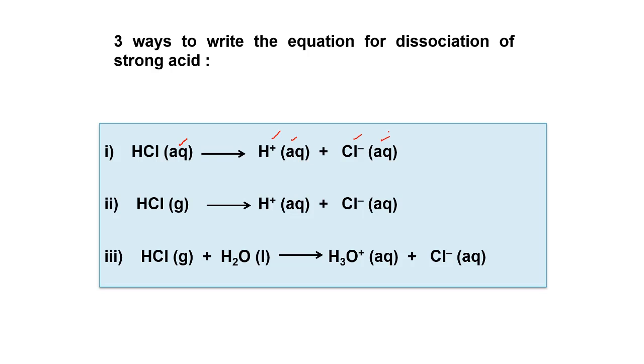Itu satu cara. Okay, kalau dia dalam keadaan gas, because hydrogen chloride dalam keadaan gas, dia very soluble. Kalau dia jadi acid, baru nama dia hydrochloric acid. Kalau dia gas, nama dia hydrogen chloride. So, it is a soluble gas. Jadi, when this gas soluble in water, dia akan dissociate juga. So, dia akan jadi hydrogen ion, dissociate into ion, forms hydrogen ion, aqueous, and chloride ion, aqueous.